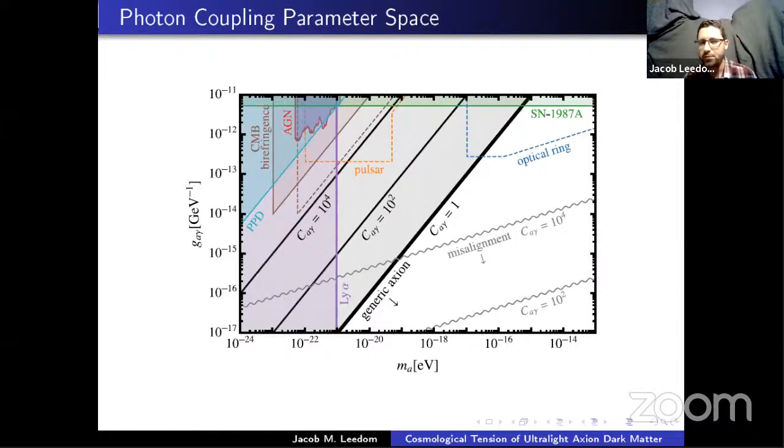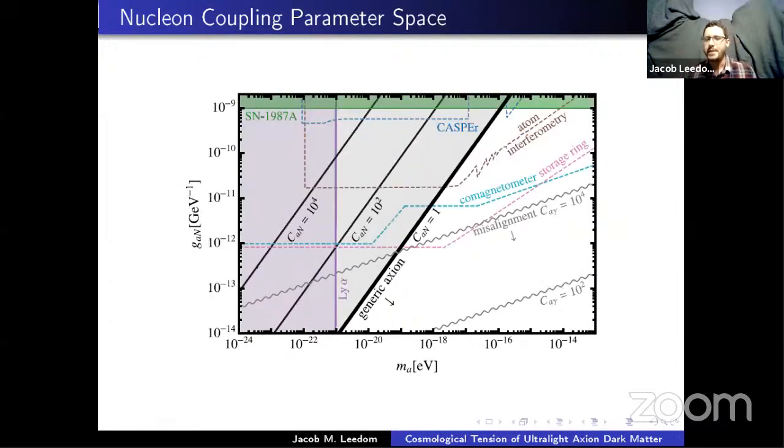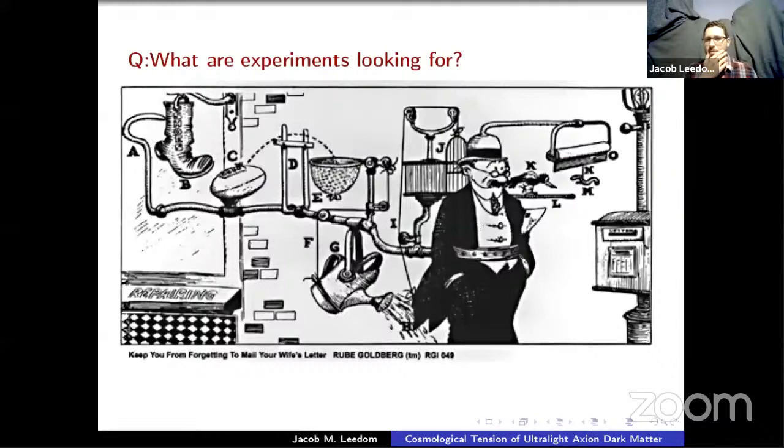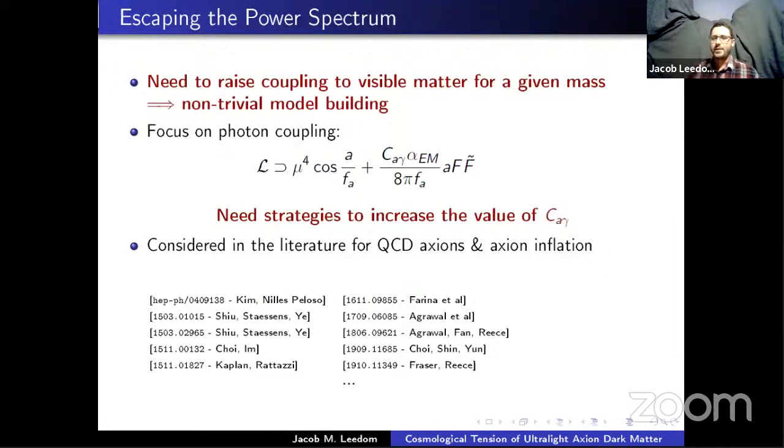In fact, the entire parameter space of the pulsar and CMB birefringence section here are ruled out. So one can ask the question, is there anything that can be done to try and justify these parameter spaces, in particular, really pump up these coupling constants? So we can ask the question, what are the experiments actually looking for here? And so you've kind of gotten a hint of what's going on. What you want to do is introduce some non-trivial model building in order to pump up the couplings C_aγ and C_aN. So that's what I'll describe in the second half of this talk, which is various strategies to try and do that.